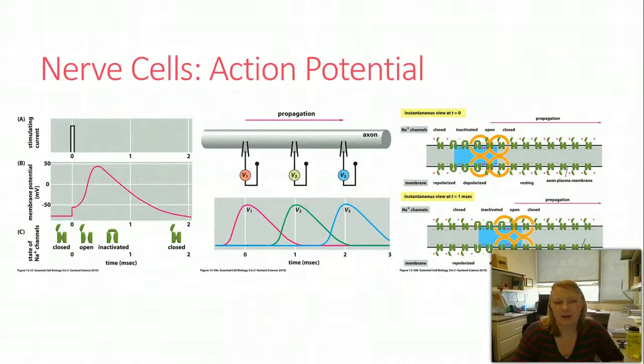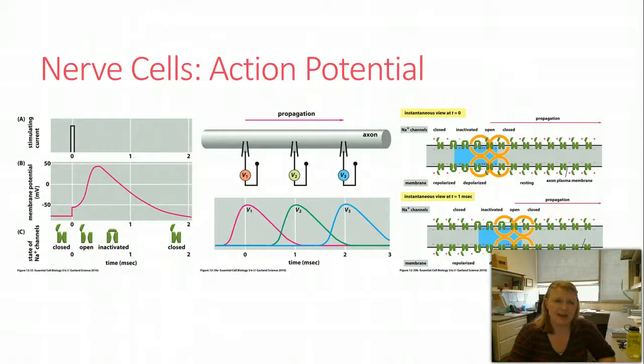So let's talk about how nerve cells conduct signals. Now, we've talked a lot about action potential and membrane potential. Action potential is very similar, but it's different because it's self-renewing, versus membrane potential, which is not. So let's look at an example of how this action potential is generated using sodium channels.